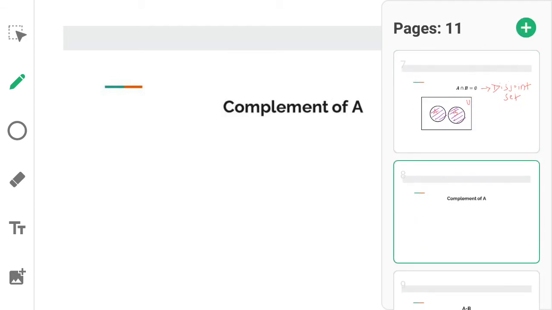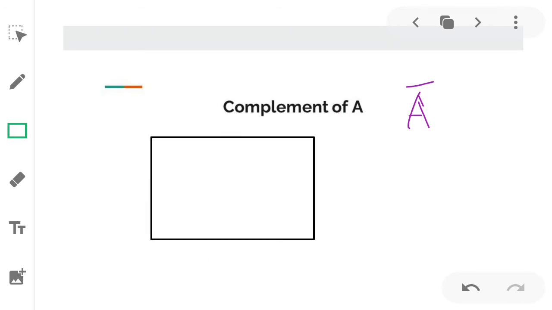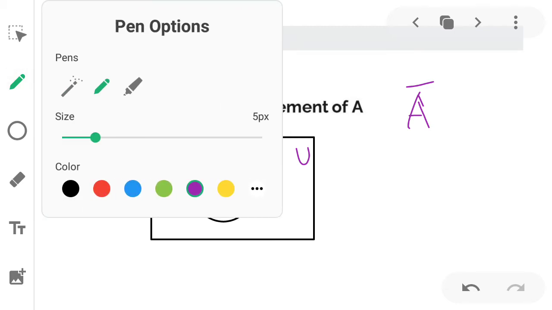Next is complement of A. In case of complement of A, it is denoted by A bar. Again I will draw. I will take the rectangle first of all. Okay, I have drawn the rectangle. Then I will take a circle. I will write this as A, this as U. So the inside of the circle will represent the elements of A. Outside the circle will represent the elements of A bar, that is the complement of A. Okay, I will highlight the elements of A bar.